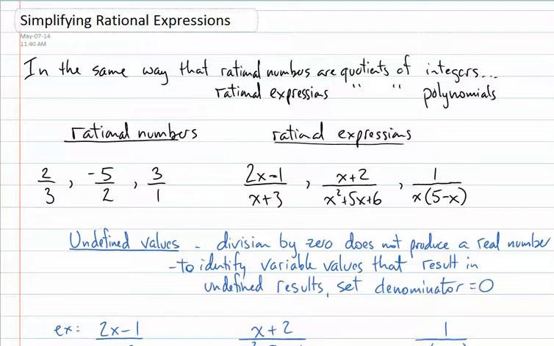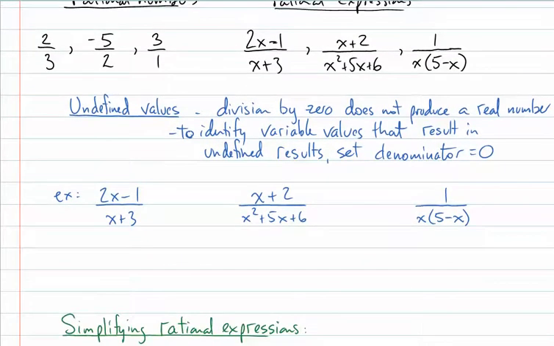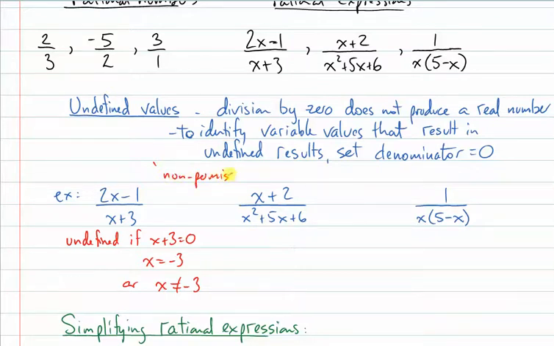Here are a few examples. The function 2x minus 1 over x plus 3 is undefined if the denominator is 0, or if x is -3. Now, this is a value that we're not allowed to have. Sometimes you'll see it as x cannot equal -3, or undefined if x equals -3. They say the same thing. Sometimes, by the way, these can be referred to as non-permissible results.